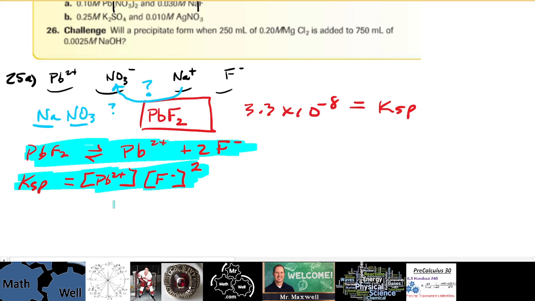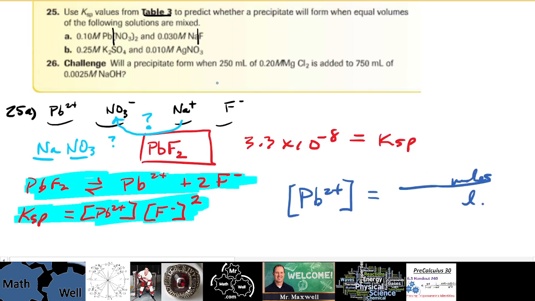So we need to find concentrations. That's moles per liter, right? So Pb2+, the concentration. Don't forget those square brackets. Some of you are forgetting square brackets in some of your assignments. Don't forget the square brackets. That means concentration. You need those. So the concentration is going to be whatever moles per liter.